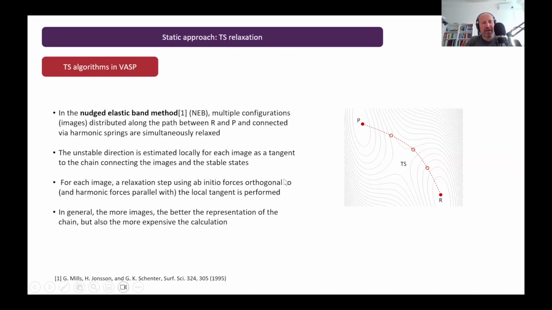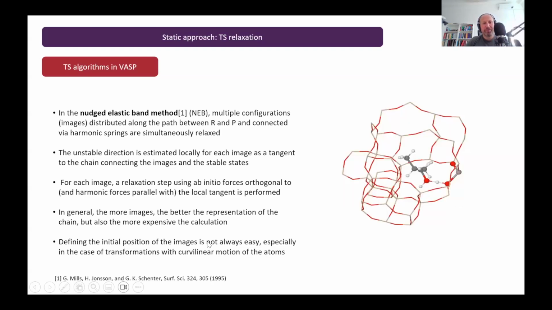From what is said, it's clear that the more images, the better the representation of this object, and therefore the better the accuracy or the better chance of a successful relaxation. But at the same time, since all these calculations are done in parallel, your CPU power is distributed among images. So of course, the more images you use, the more expensive the calculation is, right? Besides that, there is one more reason why I don't prefer to use this method in my calculations.